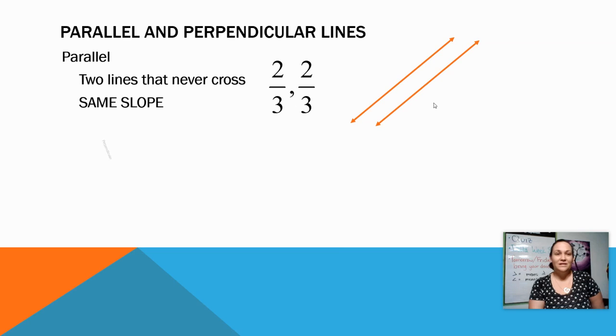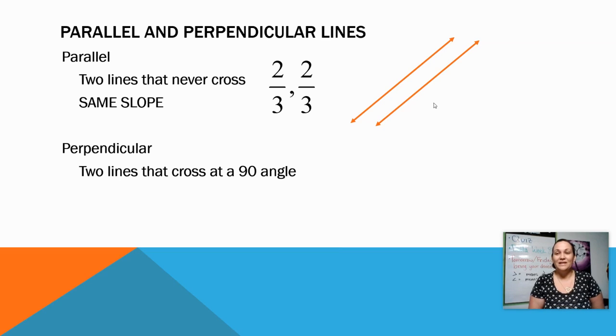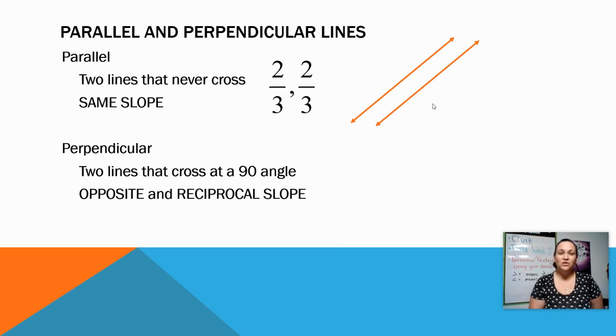Let's move on to the definition of perpendicular lines. The geometry definition of perpendicular lines is two lines that cross at a 90-degree angle. But again, we're not in geometry class this year. We're in algebra class this year. So we're going to go with the algebra definition, which is two lines that have opposite and reciprocal slopes. Don't forget that opposite and reciprocal are two completely different words. They mean two completely different things.